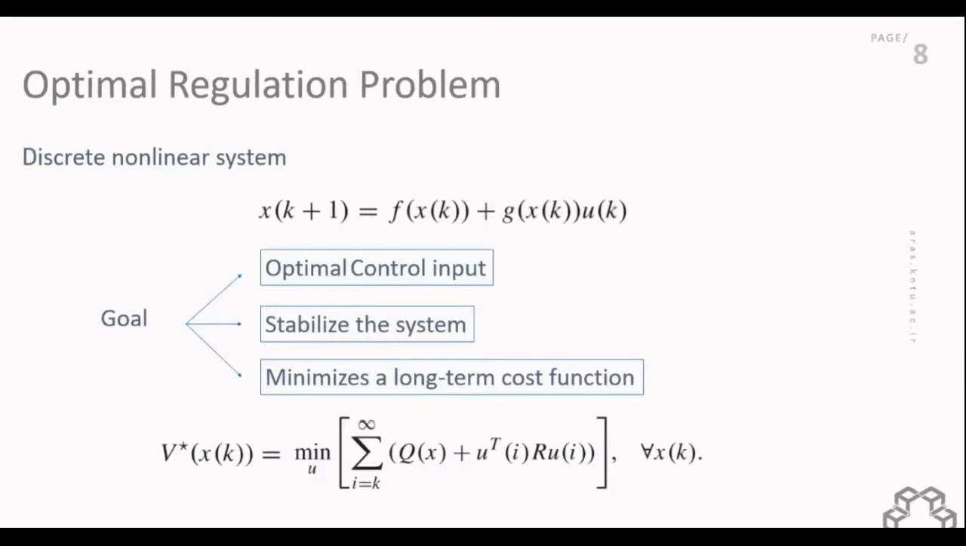Here I start with the optimal regulation problem, and I'll go with a discrete nonlinear system because it's a bit easier to follow the formulations, and then we'll continue for continuous systems. Here is the system dynamics that we have. We have a formulation for deriving the state of the system at time instant k plus 1 with some knowledge about the current time, f(x) plus g(x)u. What we want is to find the optimal controller that stabilizes the system and minimizes a long-term cost function.